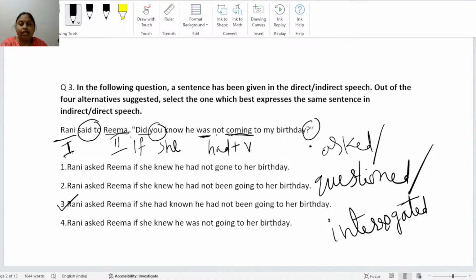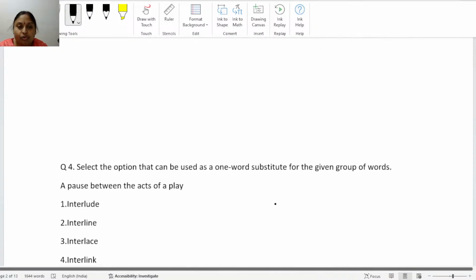While writing this, by removing the question mark, we write the full stop. Then we choose the answer as the third option: Rani asked Seema if she had known he had not been going to her birthday party. So this is the third question. Now let us go for the fourth question.